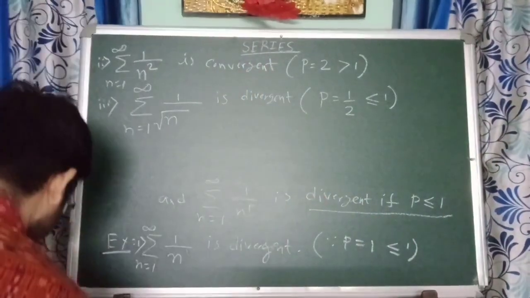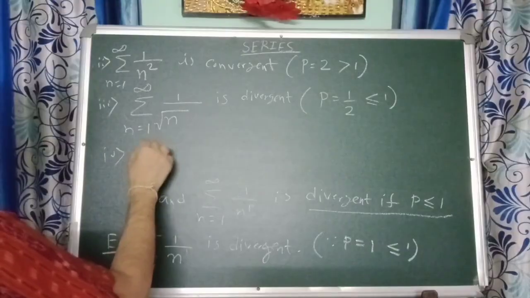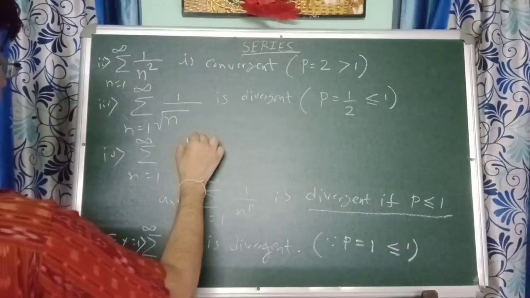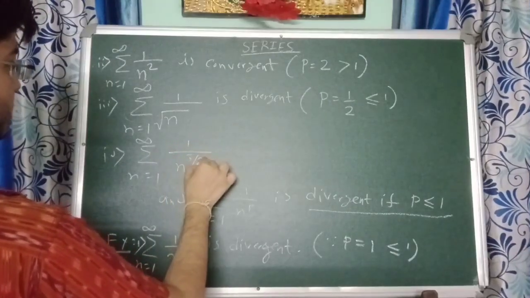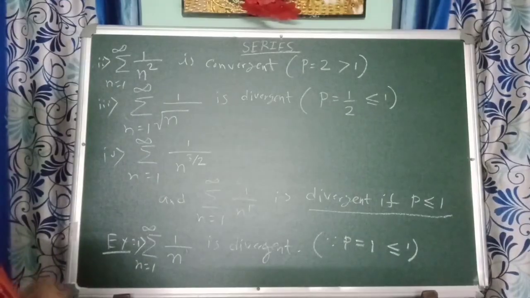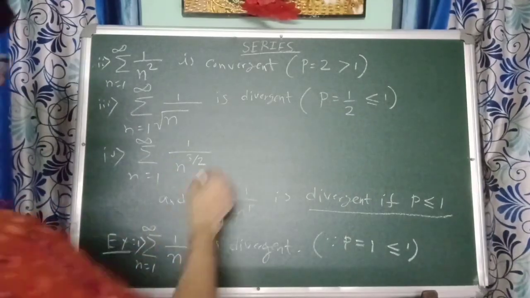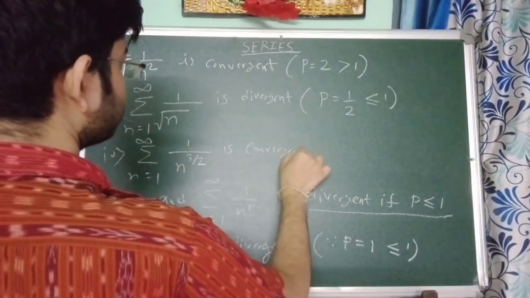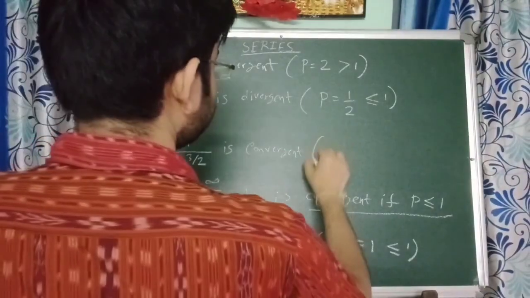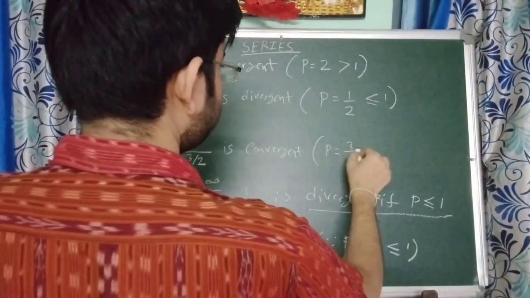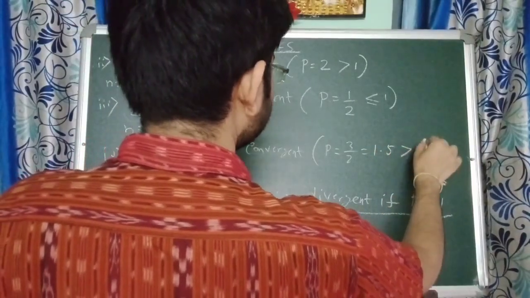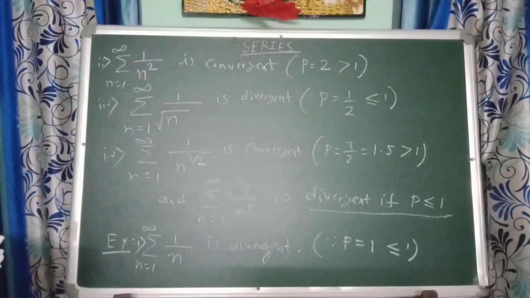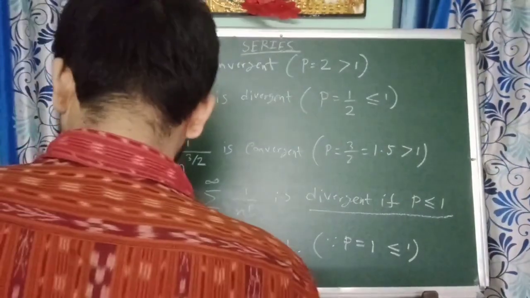And the next example, consider the summation n equals 1 to infinity of 1 divided by n to the power 3 by 2, which also is convergent. Since here the p value is 3 by 2, which is 1.5, which is greater than 1. So by the p-test we say that 1 divided by n to the power 3 by 2 is convergent.